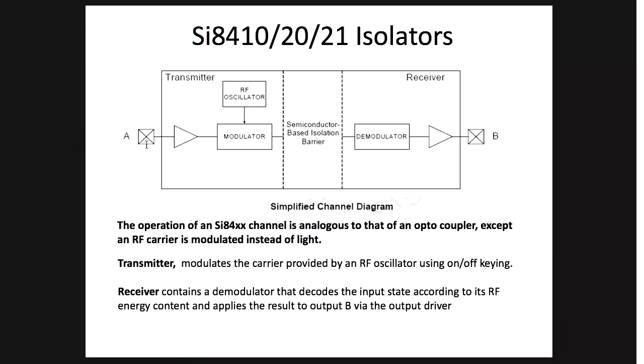So your signal is coming, then you are modulating, then you got an RF oscillator. See the complexity. And then a semiconductor based isolation barrier. So here you got some semiconductor material, this is the barrier. Then you got a demodulator, then you are recovering the signal. The operation of the SI84XX channel is analogous to that of an optocoupler, except an RF carrier is modulated instead of light.